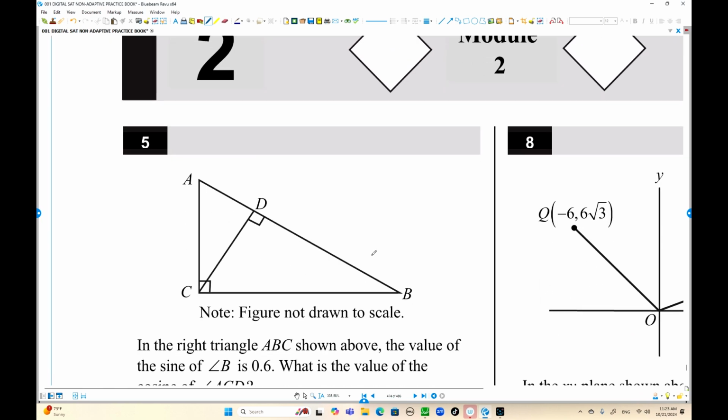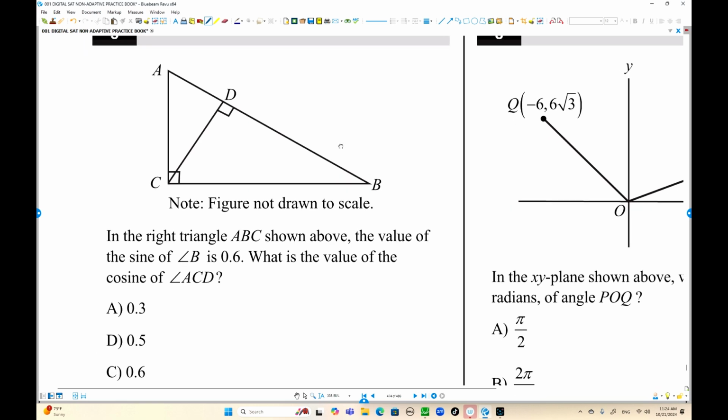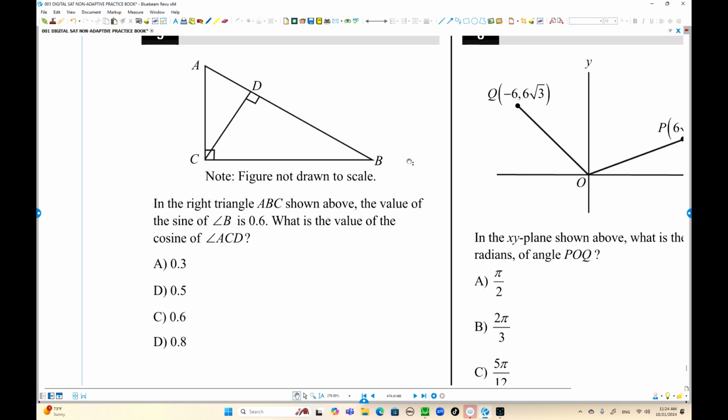There is number 5. We have a triangle. Sine of angle B is 0.6. This is sine angle B. I'm going to take this as a theta, right? That is 0.6. What is the value of cosine of this angle theta, right? Because these two angles are equal. Okay, so we can find the cosine theta on this triangle too. That's fine, because the sine of angle A on this triangle, you can use any triangle, it's okay. I'm going to take this triangle.